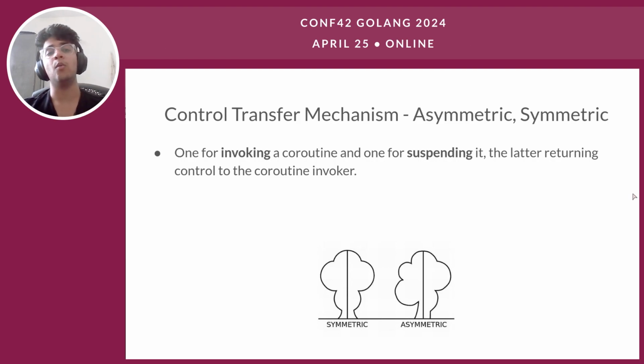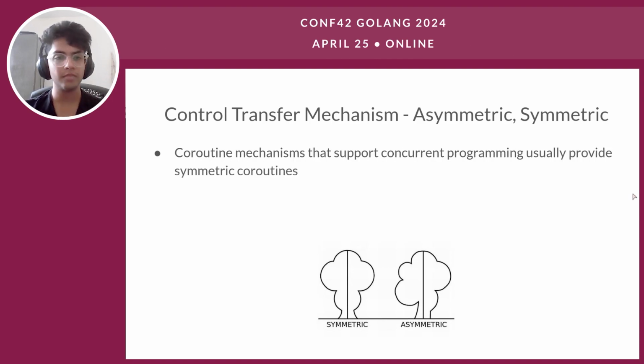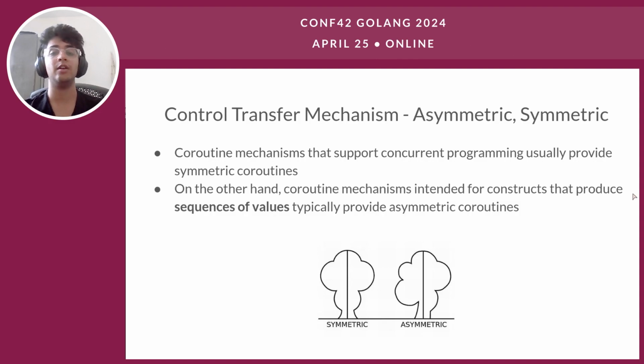So one for invoking the coroutine, the resume, and one for suspending it, the yield, and the latter returns the control to the invoker. Coroutine mechanisms that support concurrent programming usually provide symmetric coroutines. On the other hand, coroutine mechanisms intended for producing sequences of values are provided by asymmetric coroutines. And you might think, wait, then why not just use symmetric coroutines? It seems like it's doing way more important things. Concurrent programming is what Go is all about.